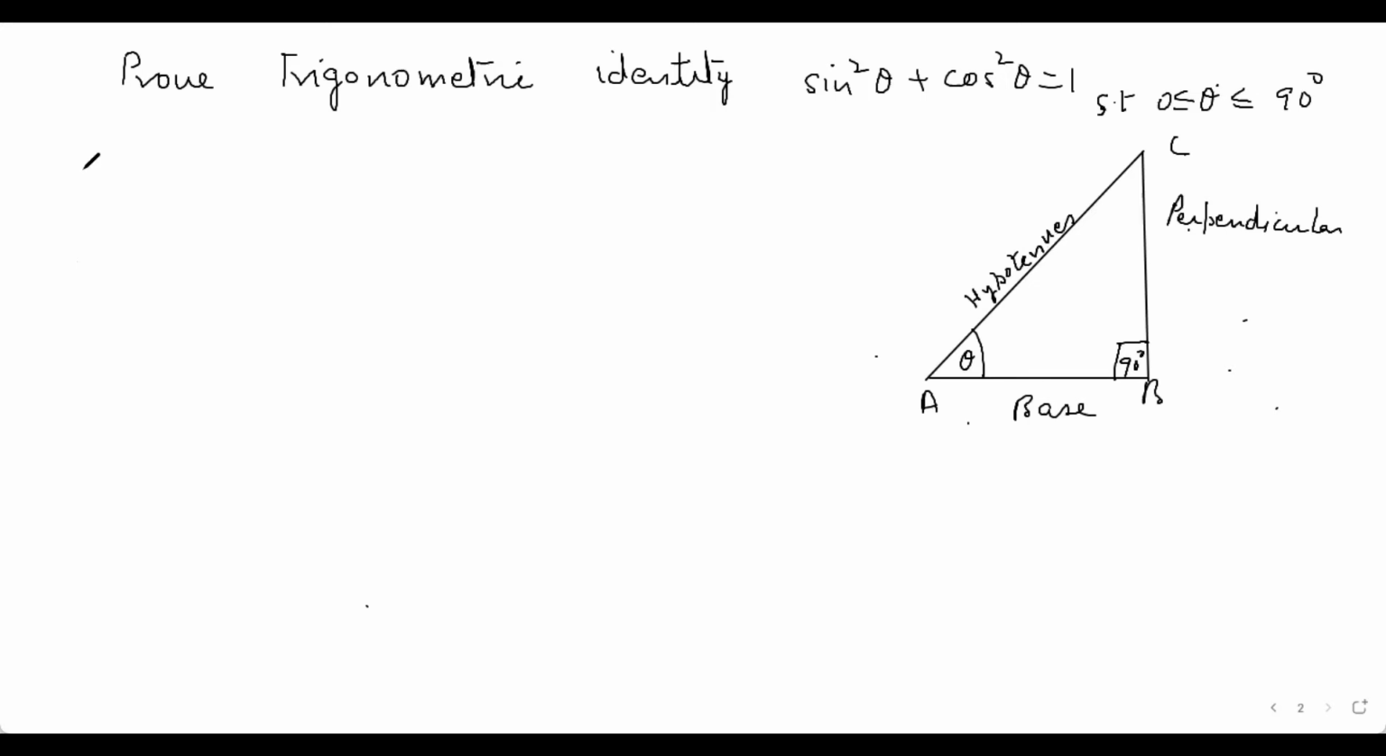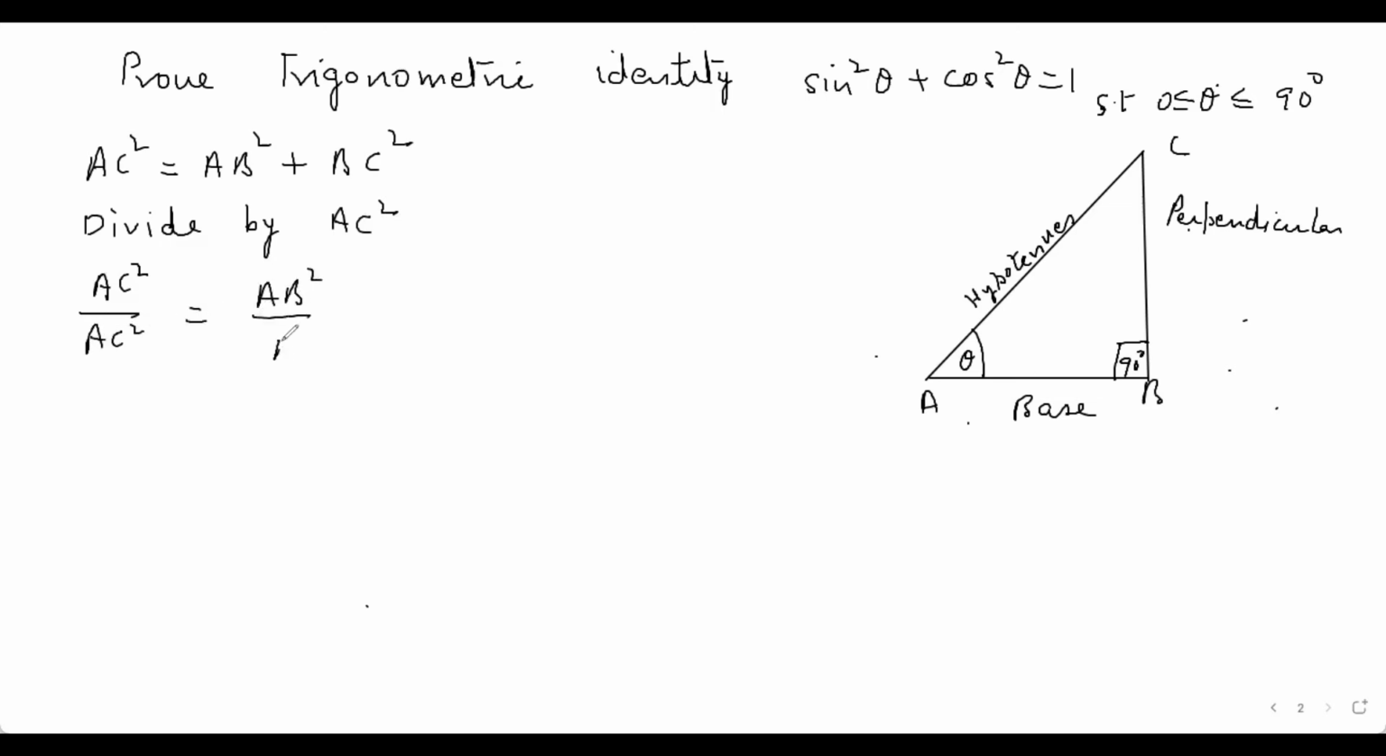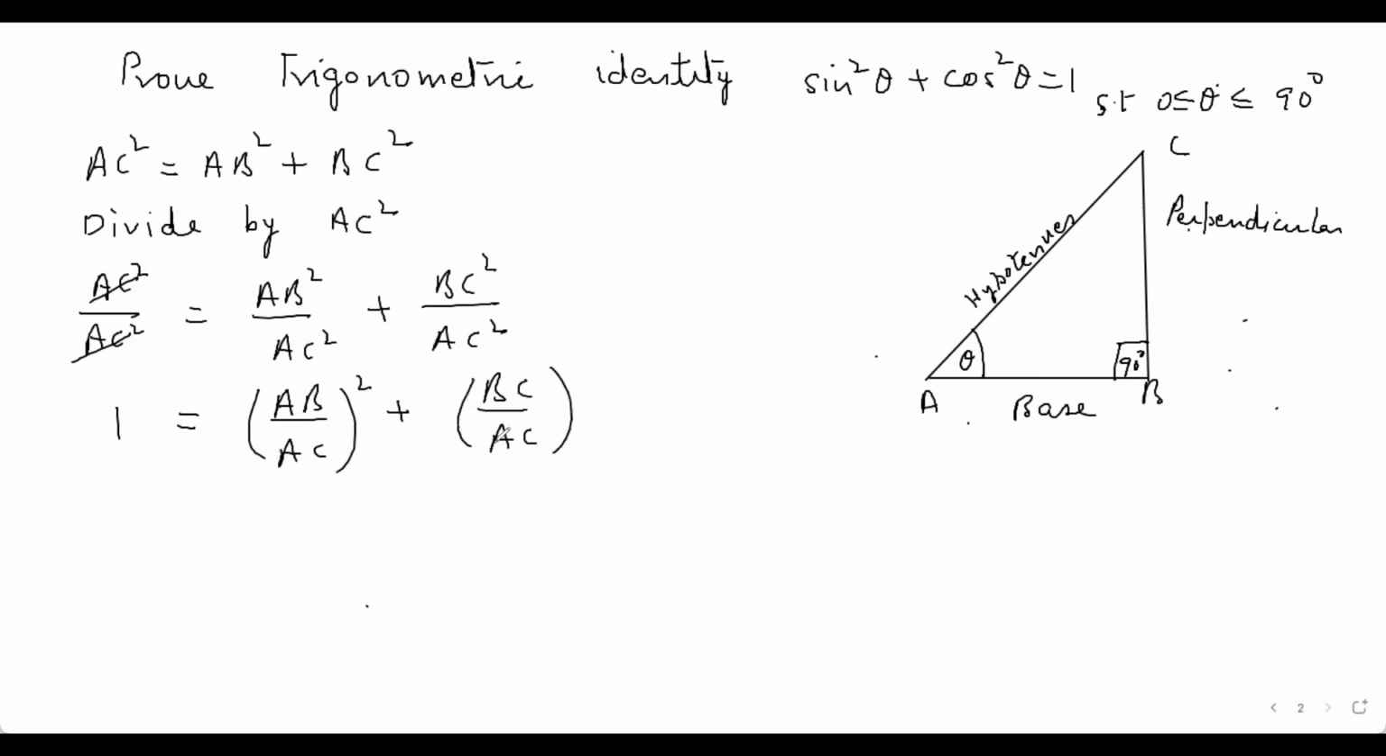So apply Pythagoras. So AC square is equal to AB square plus BC square. Divide by AC square. I have AC square upon AC square is equal to AB square upon AC square plus BC square upon AC square. This is cancelled. 1 upon 1 is equal to AB by AC whole square plus BC by AC whole square.